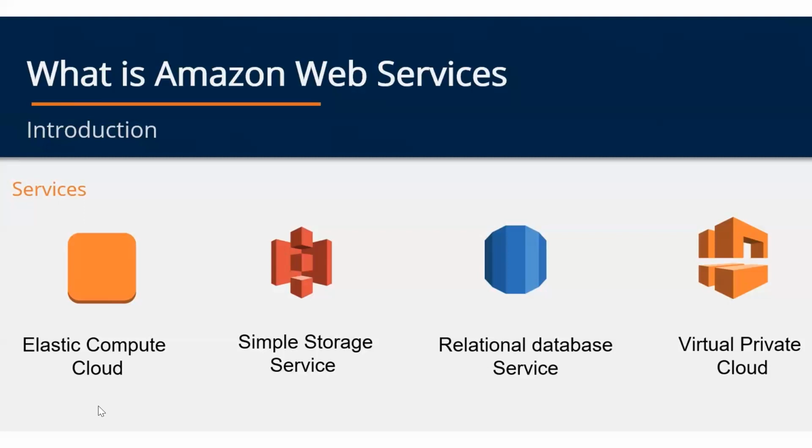Elastic Compute Cloud is called EC2. EC2 is kind of like servers. EC2 is the abbreviation, right? EC2 means Elastic Compute Cloud. Elastic Compute Cloud means it is servers, basically servers. And Simple Storage Service. What happens?